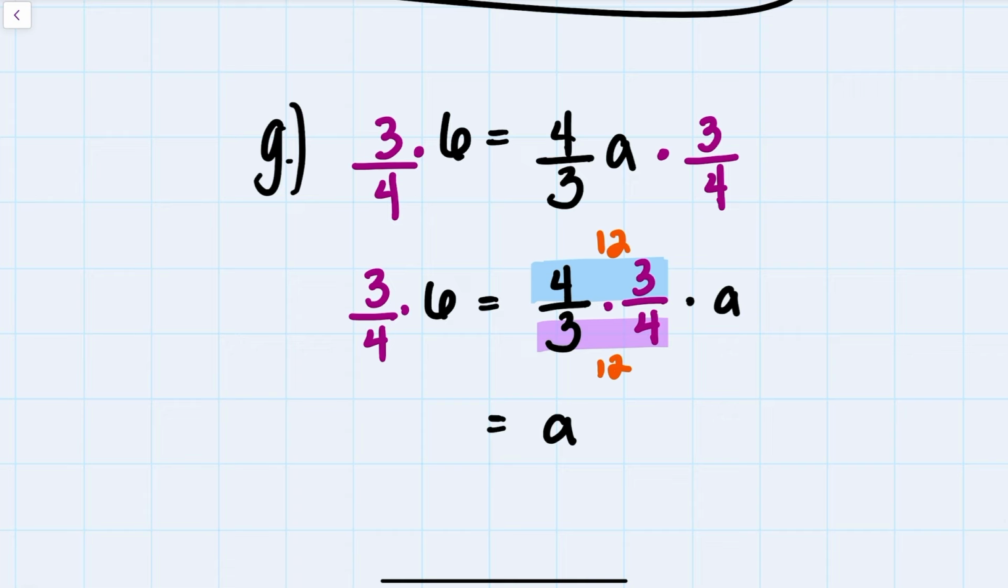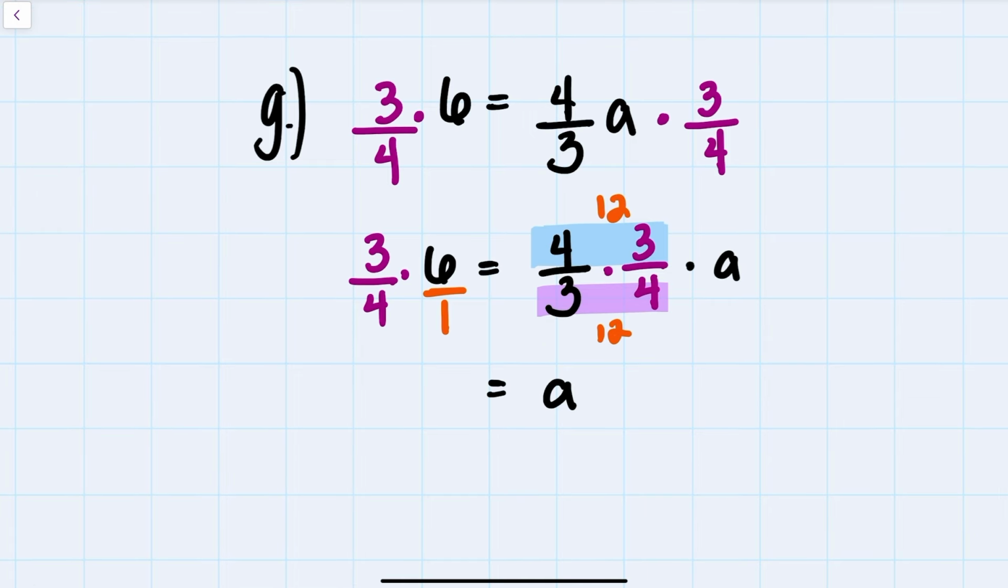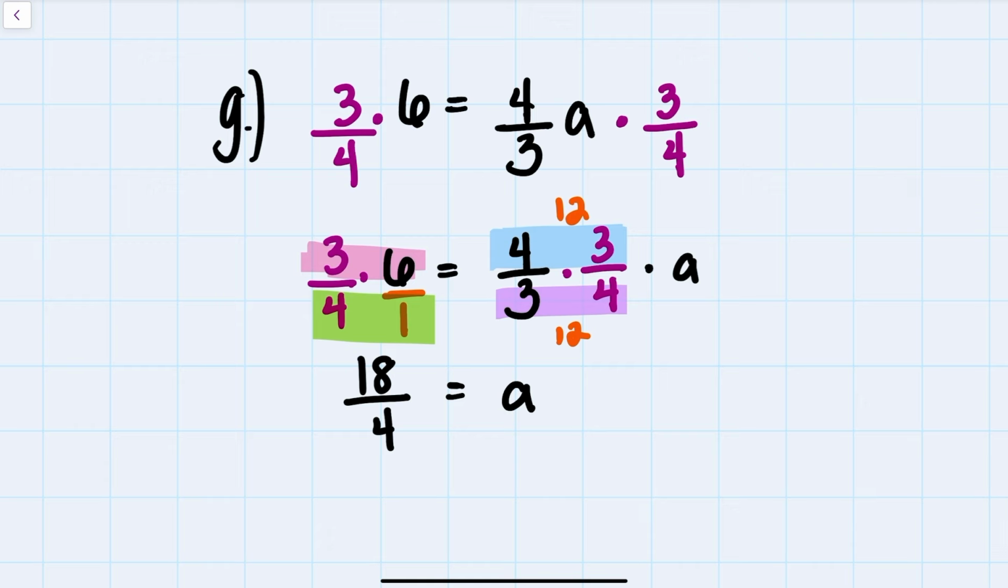Now, on the left-hand side, I have a fraction multiplied by a whole number. My whole number, I'm going to put it over 1, and then I can multiply straight across, just for visual purposes. If I multiply the top, 3 times 6 should give me 18 over, let's change it, 4 times 1, which gives me 4. Now, in a perfect story, this would be my final answer.